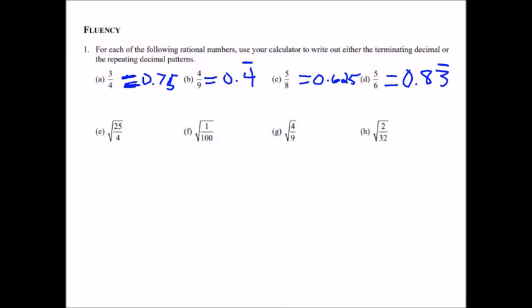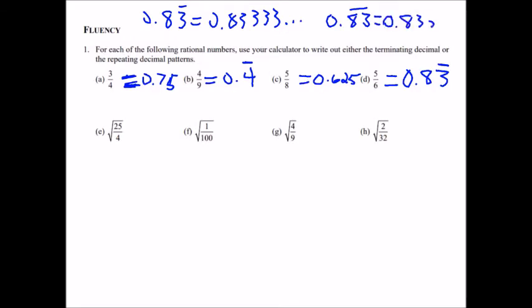Let me do a real quick example. 0.8 with a bar above the 3 is 0.8333, and so on. Whereas if you do 0.83 with a bar over the 8 and the 3, that's technically 0.838383, and so on. So you've got to be careful where you put that repeating bar sign.